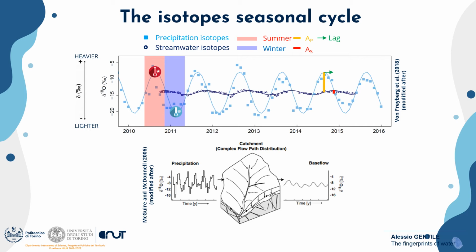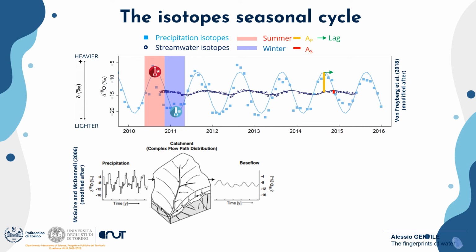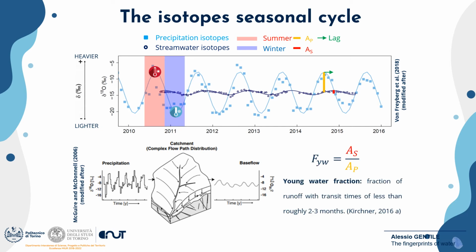We can use different mathematical techniques for modeling its behavior, for understanding the velocity of the water molecules moving through the system. In fact, isotopes are atoms of the water molecules, so they move with the water molecules. For example, from the amplitude of seasonal tracer cycles, it is possible to estimate the so-called young water fraction, that is the fraction of runoff with transit time of less than roughly 2 or 3 months.